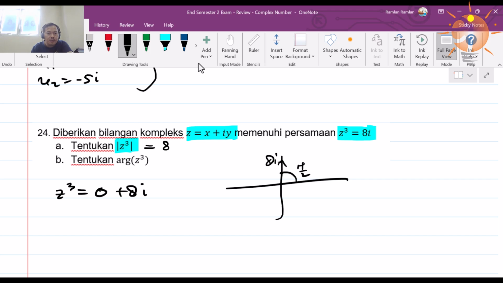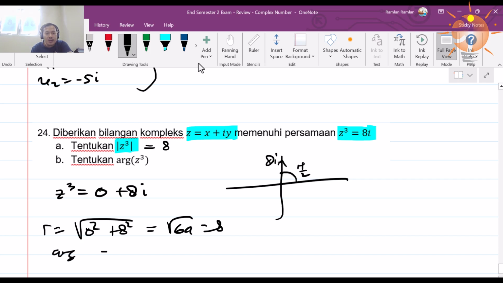If you want to use the method we did previously, using Pythagoras, this is just 0 squared plus 8 squared, and you get 8, the same thing. In terms of the argument, it's the same. The argument is tangent inverse of this divided by this, which will be undefined. If the tangent of an angle is undefined, it means the angle is 90 degrees or pi on 2. So 8 divided by 0 gives pi on 2.